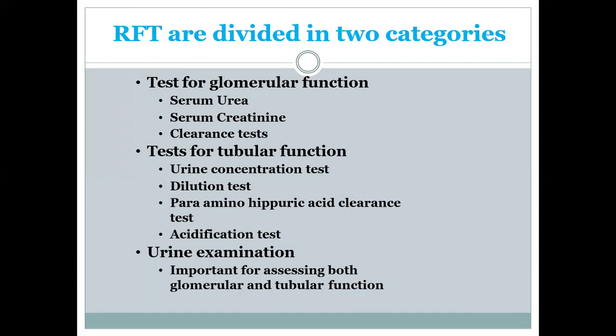In the glomerular function test, we assess the serum urea, serum creatinine, and the creatinine clearance test. And in the tubular function test, we perform the urine concentration test, urine dilution test, para-aminohippuric clearance test, and acidification test. And urine examination is important for assessing both the glomerular function and the tubular function.